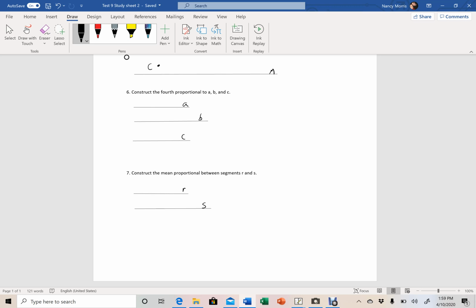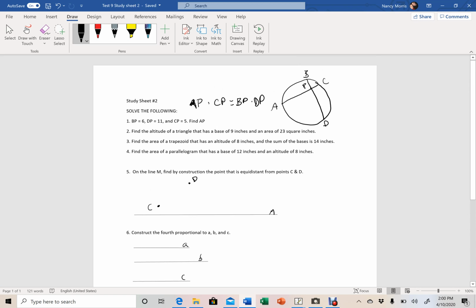So you'll need to construct the mean proportional between segments R and S, okay? So these are the lengths of R and S. Remember, we get a working line, we measure off R and S, and then we're creating the mean proportional between those two, okay? So that's how we're doing that.